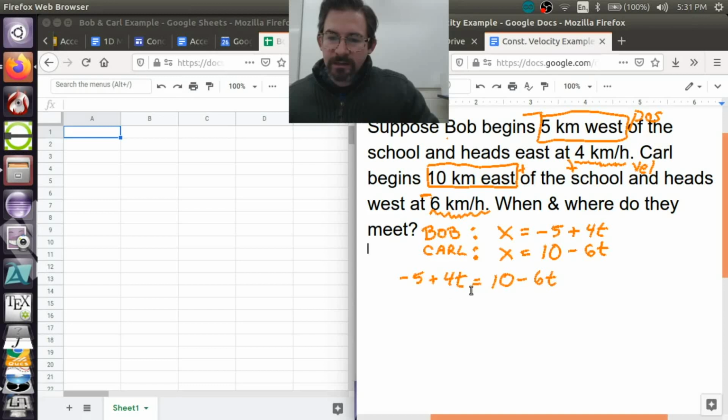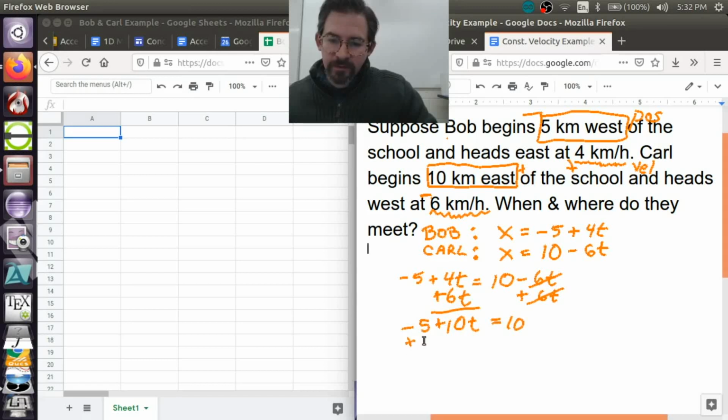So now our objective is to get all the t's on one side and all the terms that don't have any t in them on the other side. I'm going to begin by adding 6t to both sides. So I can see -6t and 6t cancels here. Adding these together, I have 10t. So -5 plus 10t equals 10.